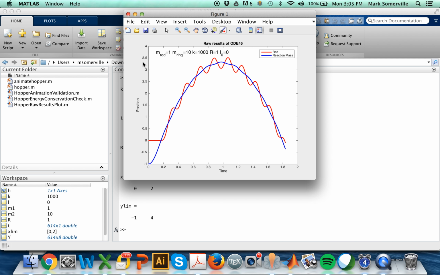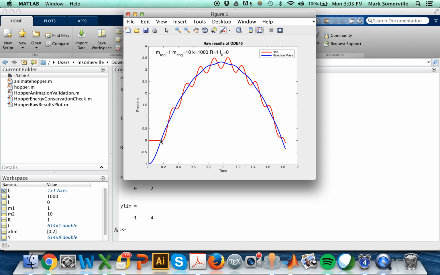So here is plotted position versus time of the rod and the reaction mass, and it's labeled raw results of ODE45. This is literally what the Y position of the ring is and what the Y position of the rod is. Actually, I guess the rod is red, the ring is blue. As a function of time, it's just spit out by ODE45. And as you can see here, there are a couple things going on.